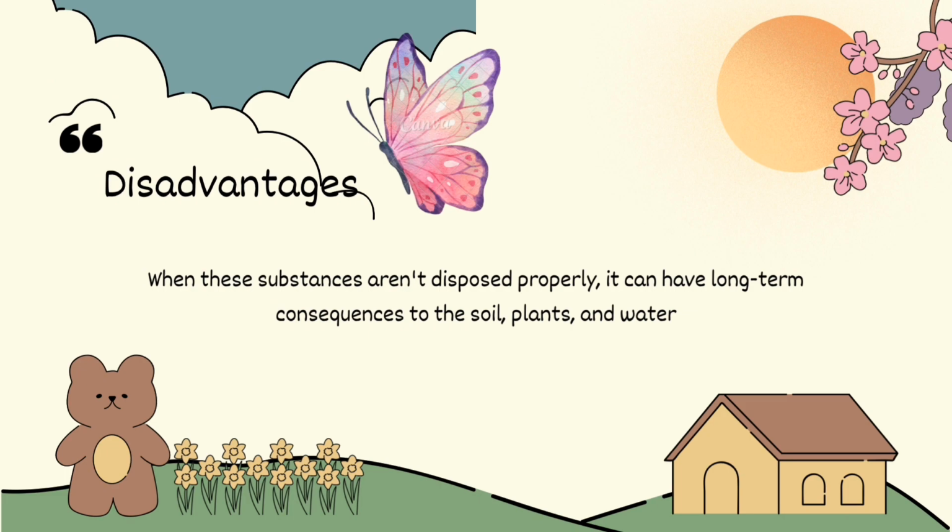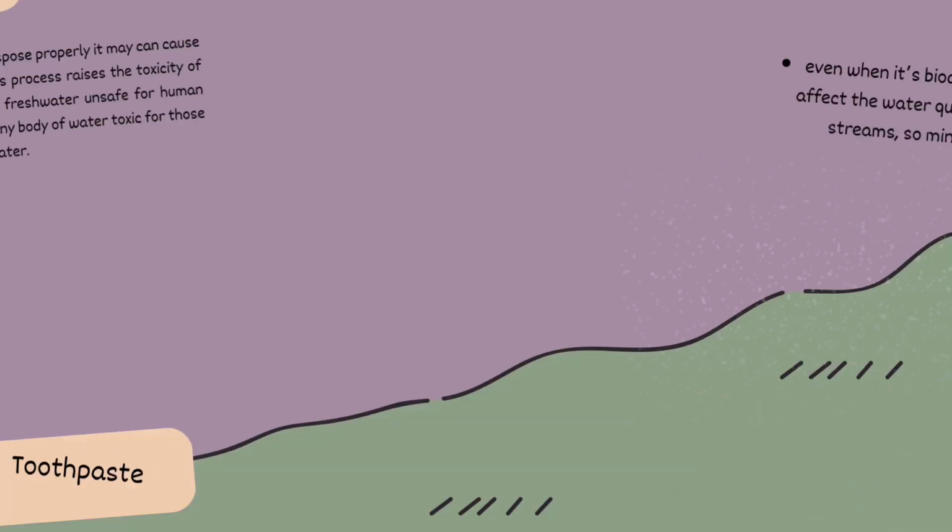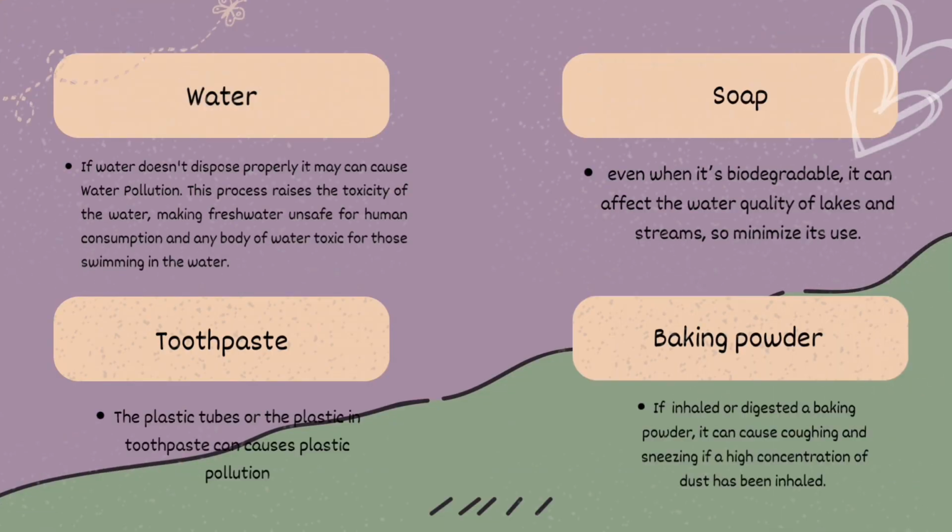Now, let's move on to its disadvantages. Water. If water isn't disposed properly, it may cause water pollution. This process raises the toxicity of water, making the fresh water unsafe for human consumption and any body of water toxic for those who are swimming. So, even when it's biodegradable, it can affect the water quality of lakes and streams, so let's minimize its use.